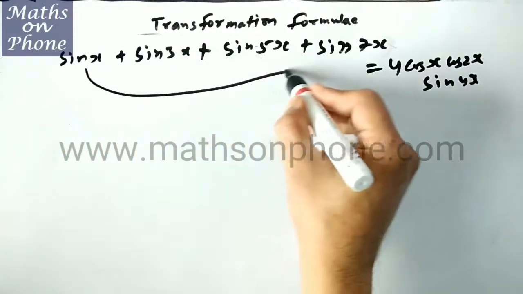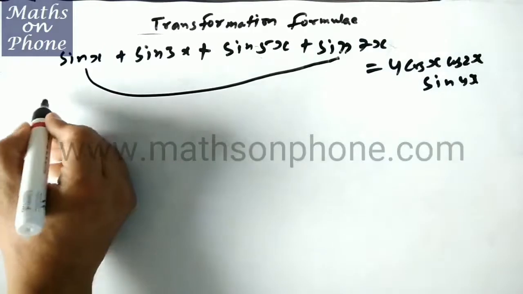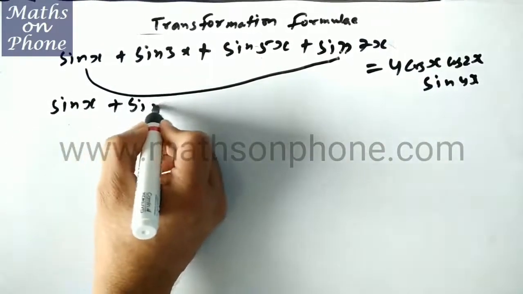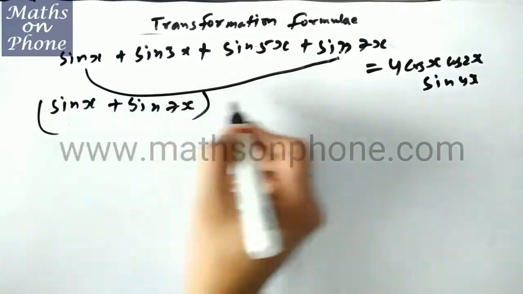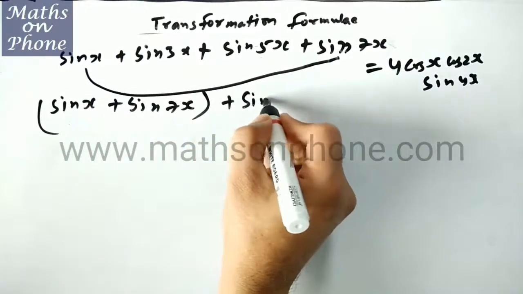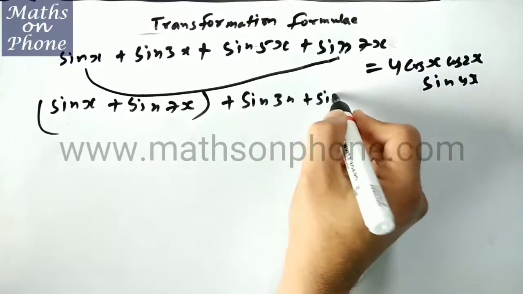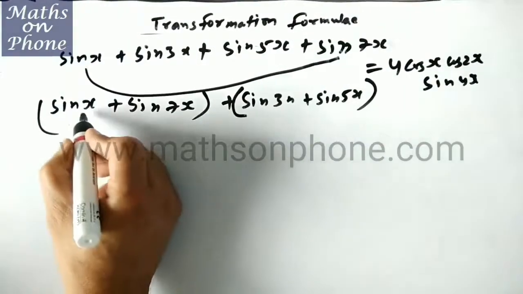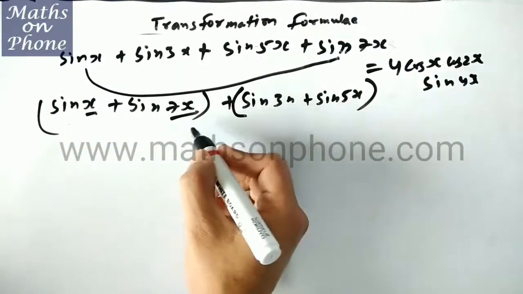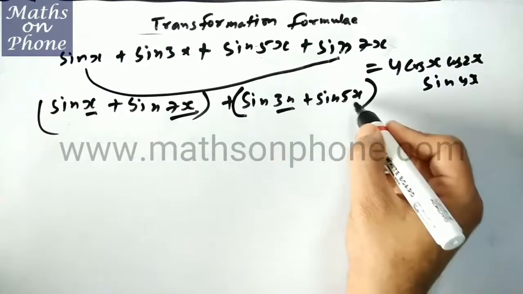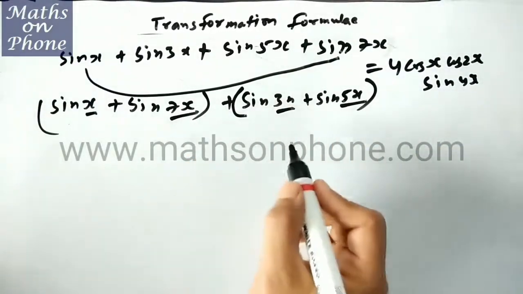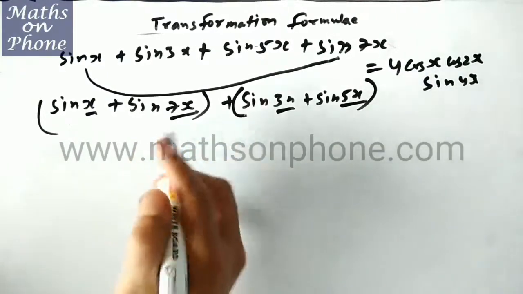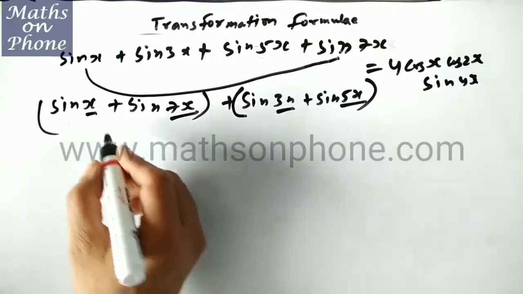If I am combining sin x with sin 7x, that means I am writing this as sin x plus sin 7x together, and sin 3x and sin 5x together, I am getting a pattern. What pattern am I getting? We know that x and 7x is giving us 8x, 3x and 5x is also giving us 8x. So in this way you make pairs. You go for proper selection so that things will become easier.